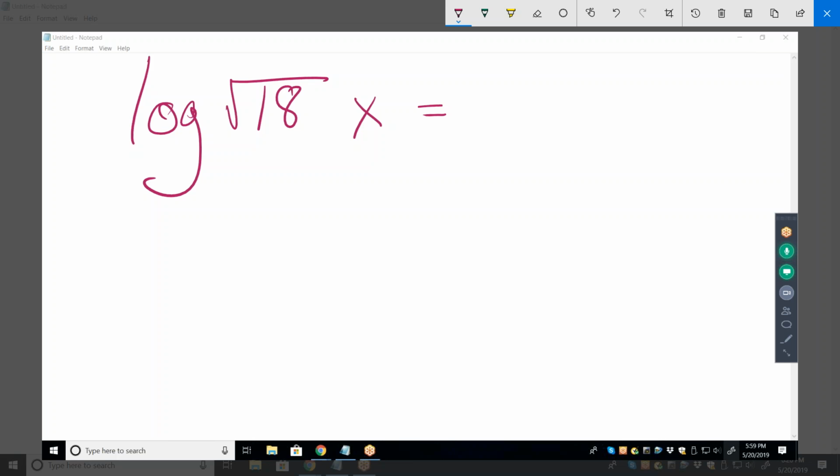Would I use the division equation for the log? No, there's no division. There's multiplication going on. The question is, how do you deal with that radical? Let's deal with the radical sign first.